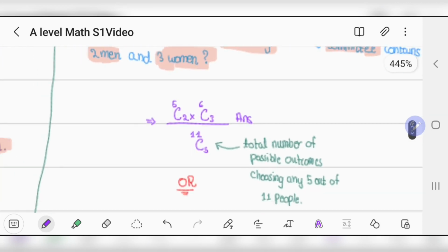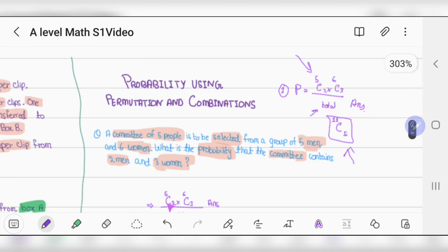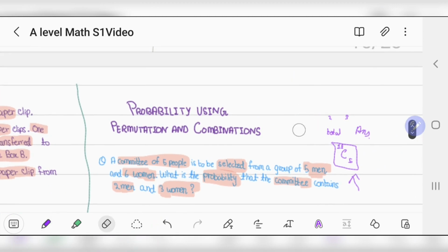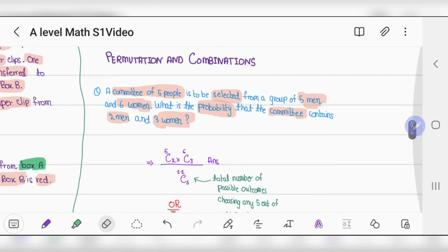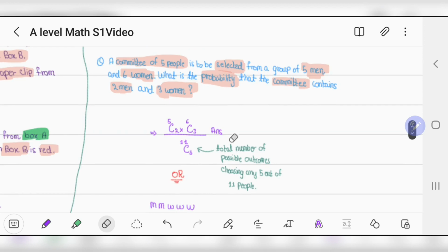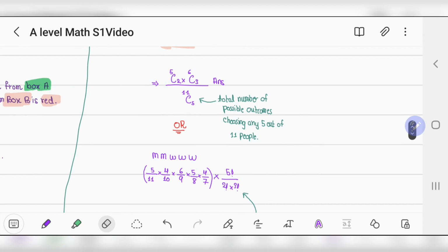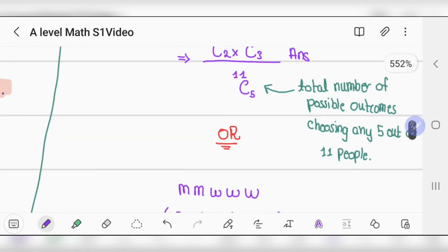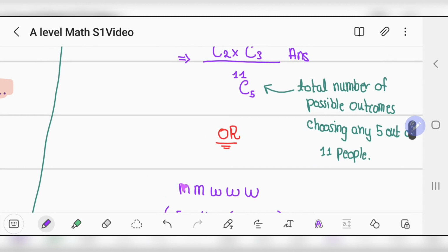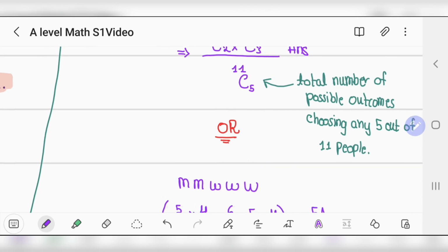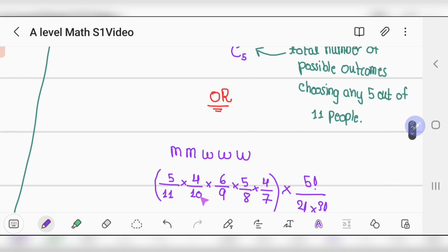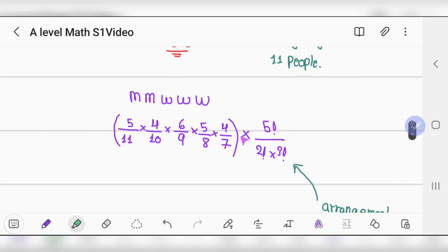Same thing has been done in here. Total number of possible outcomes, choosing any 5 out of 11 people. Or we can do it in this way as well, like we have been doing in the previous questions, like 2 men and 3 women having the probability 5 upon 11, then 4 upon 10, then 6 upon 9, 5 upon 9 for some, and then you just do this.